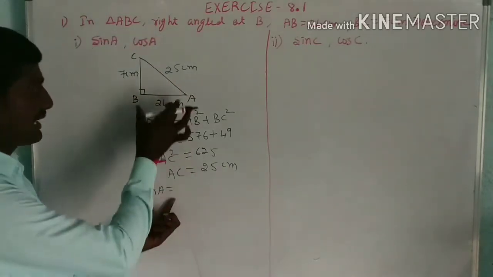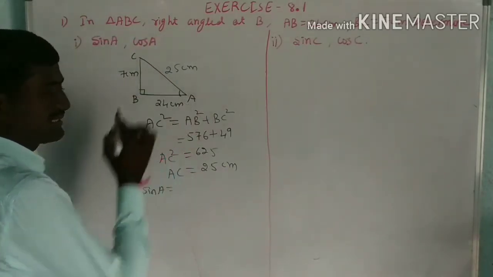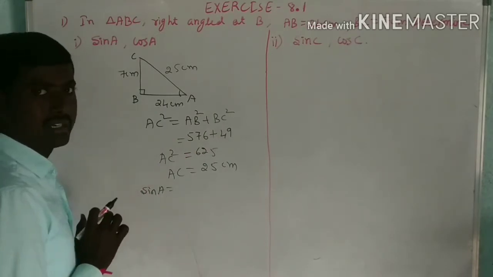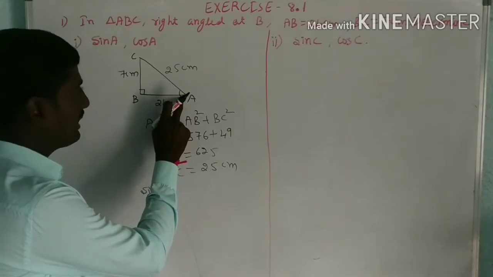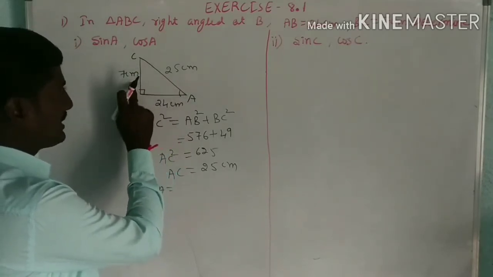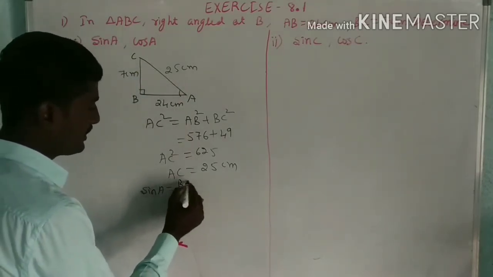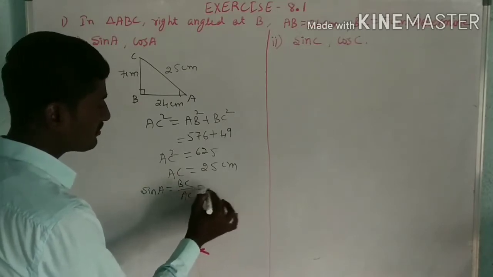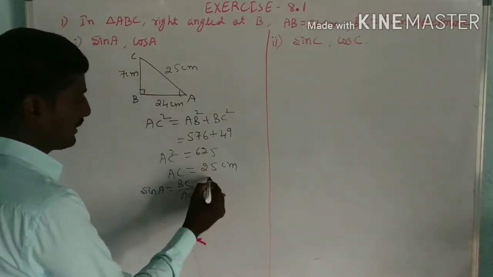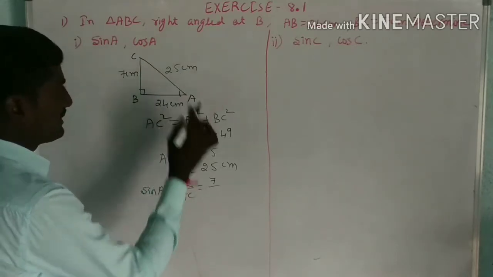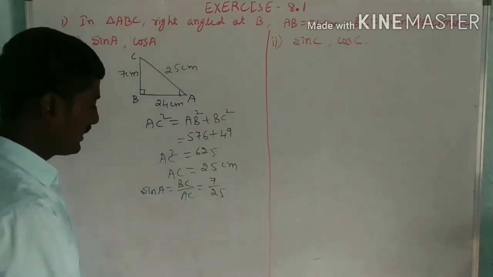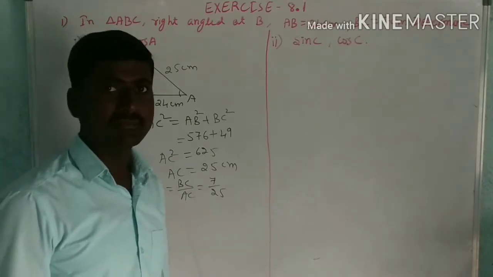According to the diagram, angle A is here. So sin is nothing but, the definition is what? Opposite divided by hypotenuse. For this angle A, opposite by hypotenuse, BC divided by AC. Now BC value is 7 centimeter, centimeter will get cancelled. AC is 25. 7 divided by 25 is sin A.